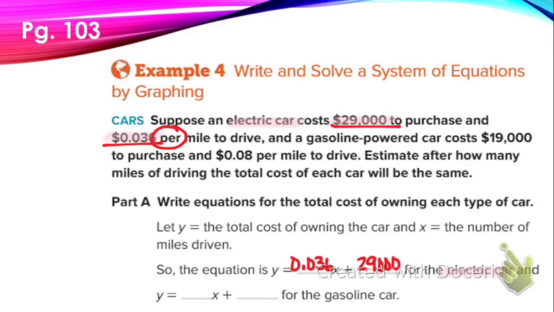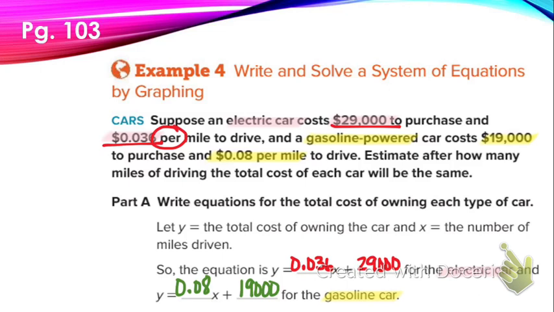It says that a gasoline-powered car costs $19,000, but it costs 0.08 cents per mile to drive. So go ahead and write your equation for it. So what is the slope for a gasoline powered car? 0.08. So you have 0.08x, and then what's the cost to purchase a car that's gasoline? All right, so you see we got our two equations.